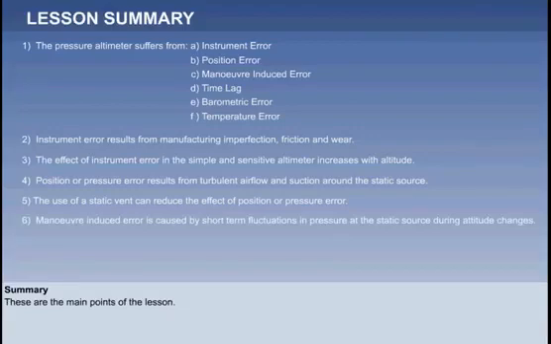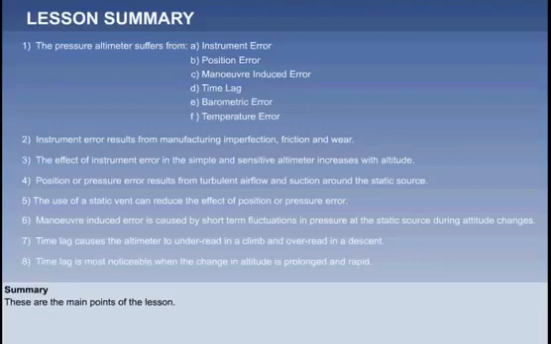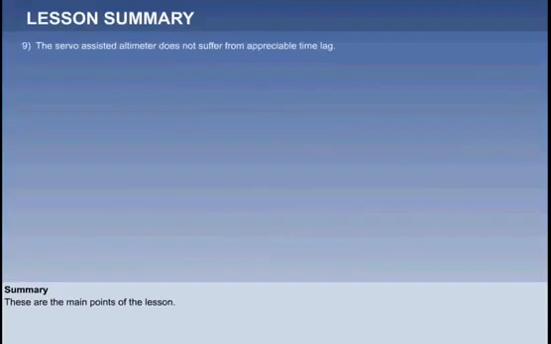Maneuver-induced error is caused by short-term fluctuations in pressure at the static source during attitude changes. Time lag causes the altimeter to underread in a climb and overread in a descent. Time lag is most noticeable when the change in altitude is prolonged and rapid. The servo-assisted altimeter does not suffer from appreciable time lag.